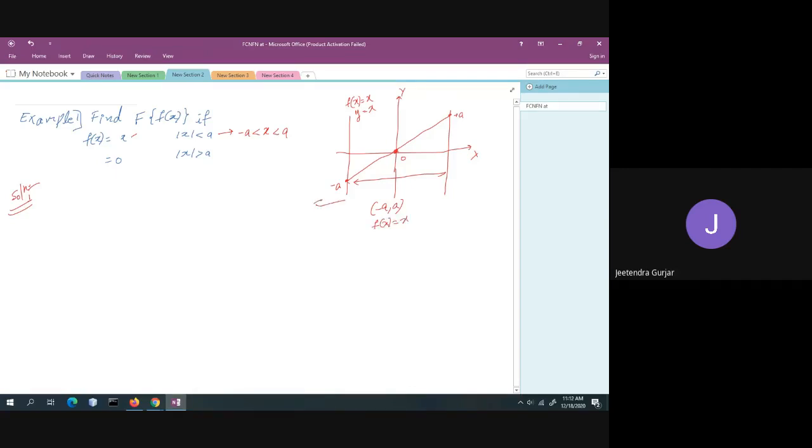What will be the right-hand side, friends? Can anybody tell me? Minus infinity to minus a, f of x is 0. Very good. Similarly, from a to infinity, it is 0. Very good. Now I think you understood how we can draw it graphically. There is no need of drawing, but for your understanding I have drawn this.